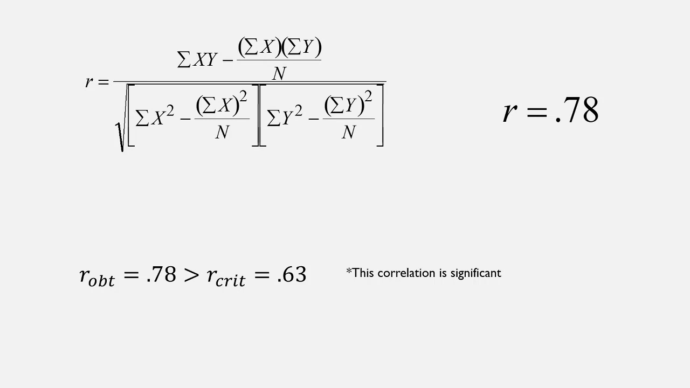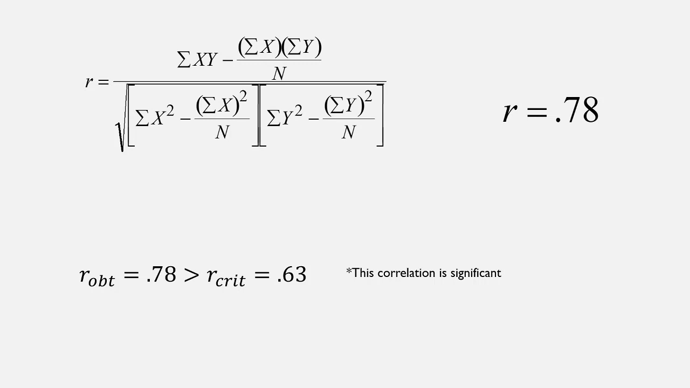Okay, this is an important point because this is going to come up for all our subsequent analyses. When your obtained statistical outcome exceeds the critical value, that means your correlation is significant. And this is going to be true about all the further analyses we do this semester.